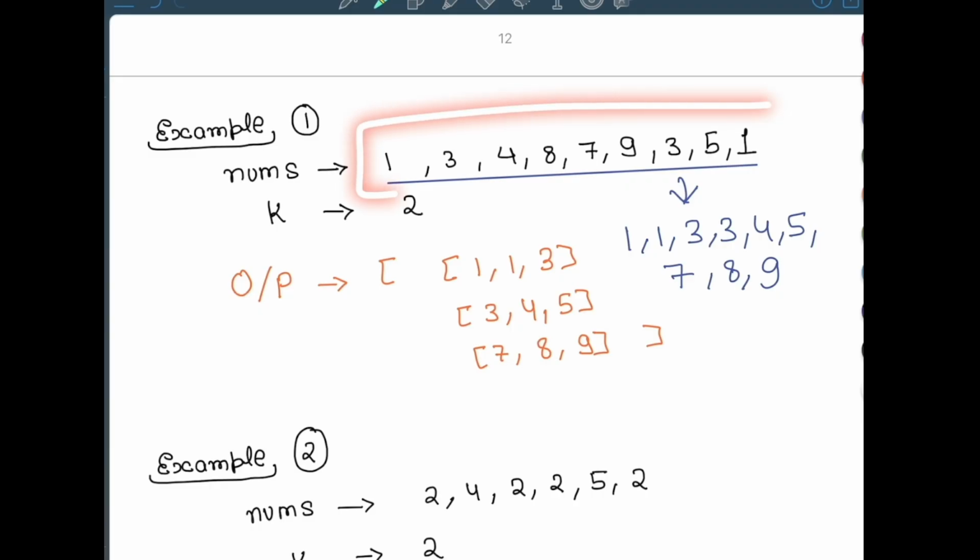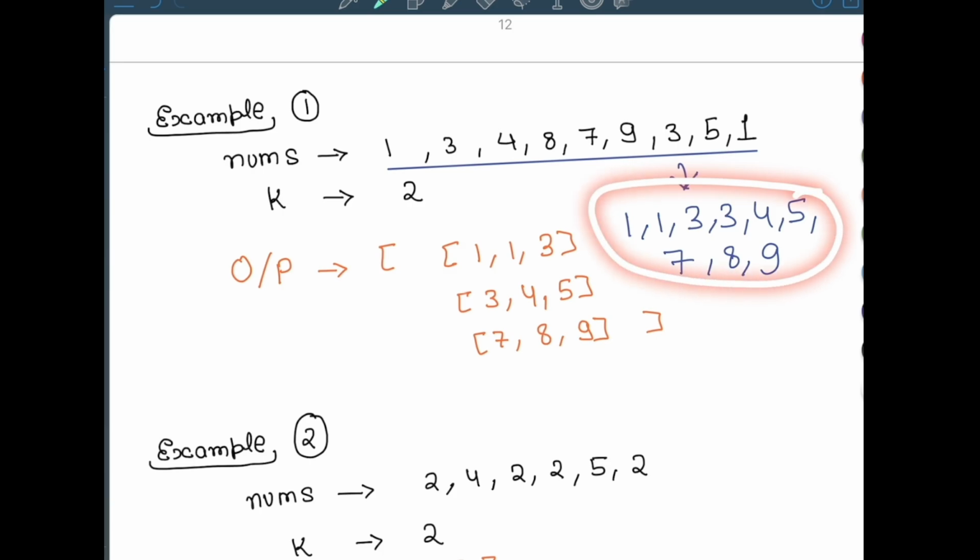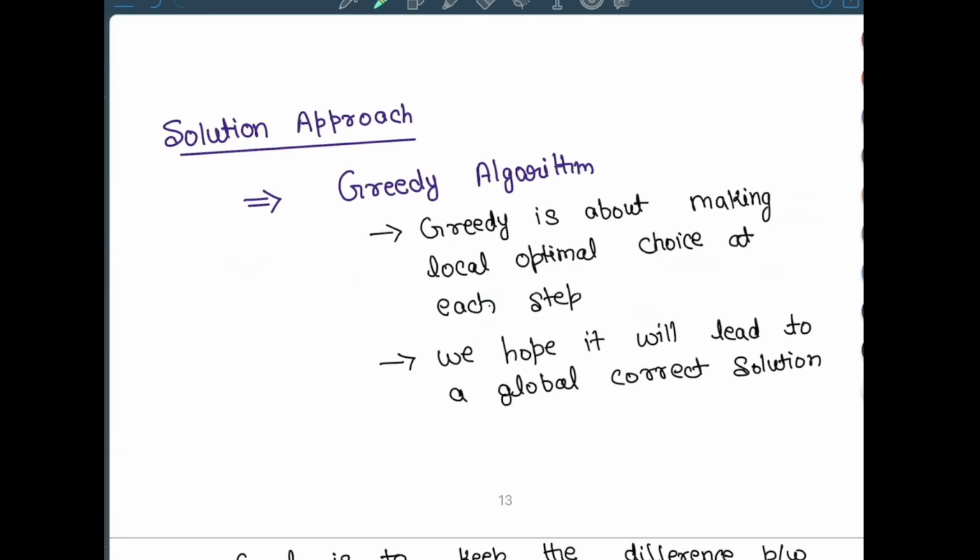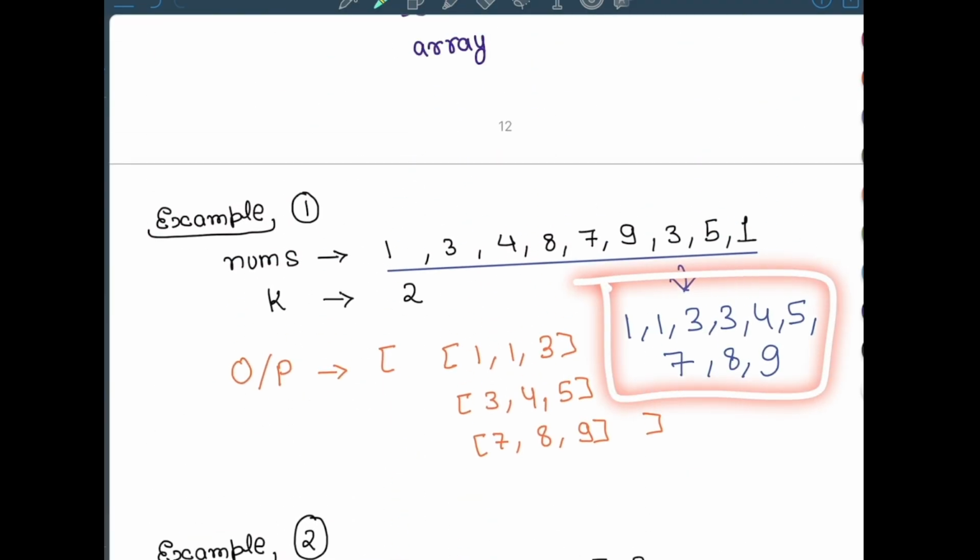We are just sorting the data, and after sorting the data, creating the groups, or I would say dividing the arrays, is going to be very easy. Now you just need to select the next 3 available elements, and that is what a greedy algorithm is all about. Greedy is about making the local optimal choice, and that's what we are going to do here. And this local optimal choice is going to become the global solution for this problem.